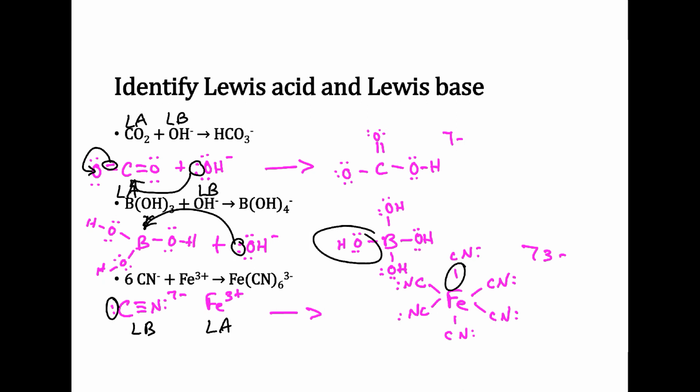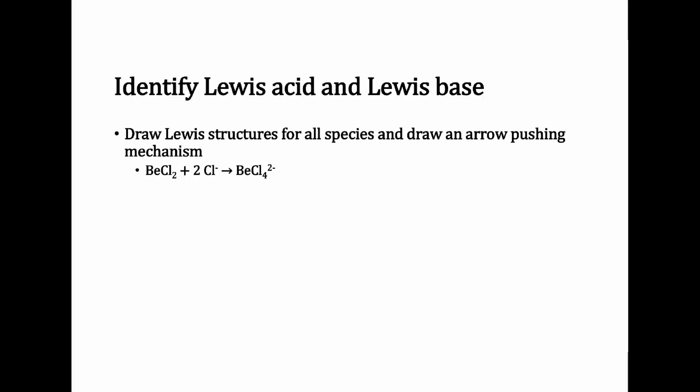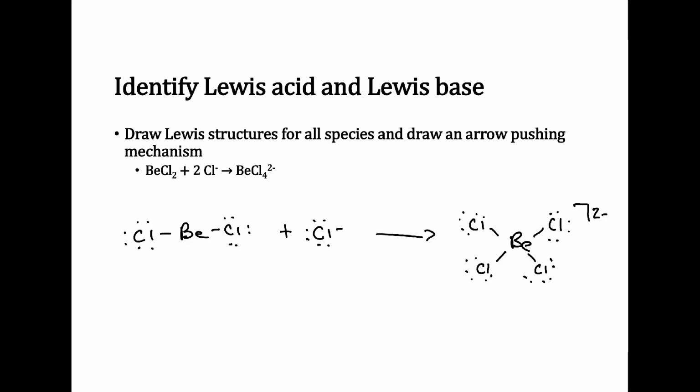Let's go ahead and look at this example. I would urge you to try this on your own. Go ahead and pause the video, and then I'll put the answer up. What we can see here is that the beryllium ended up gaining 2 more chlorides. The lone pair came in and was donated from those. Whatever is donating the lone pair would be considered our base, and this would be considered our acid. I hope this helps.